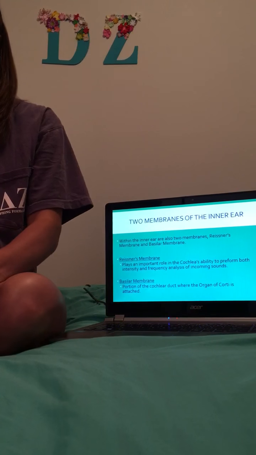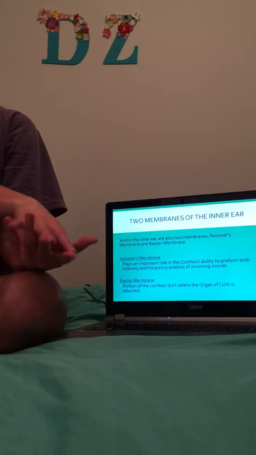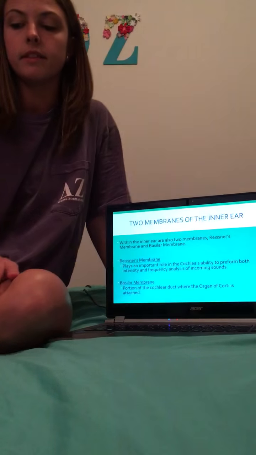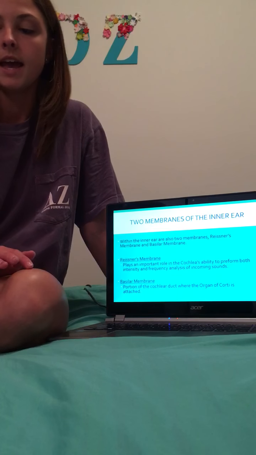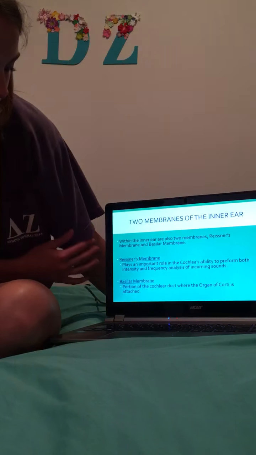The two membranes of the inner ear are Reissner's membrane and the basilar membrane. Reissner's membrane is an extremely thin separation between the perilymph of the scala vestibuli and the endolymph of the scala media.